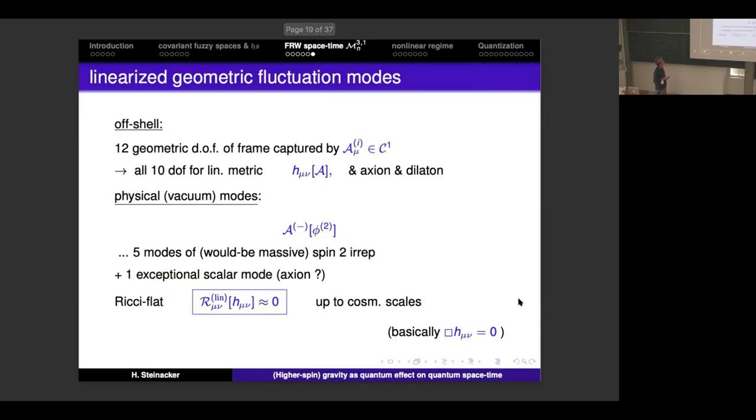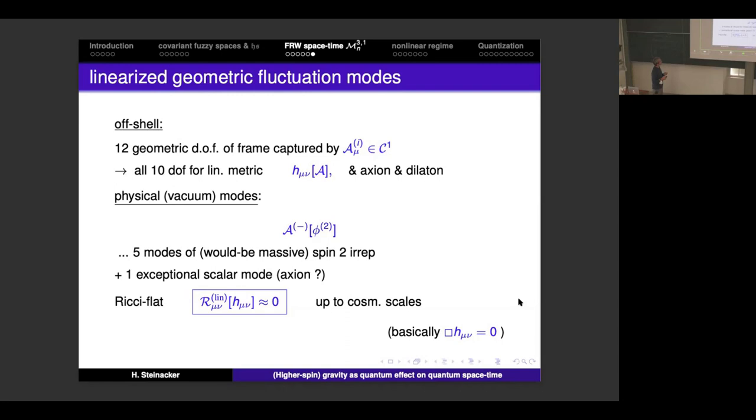Now, okay, one more thing I will tell you about. The metric part is most interesting. So these are the metric fluctuations. Let's look at the linearized metric fluctuations. It turns out you have, all off shell, all 10 degrees of freedom for the most general metric fluctuation. So that's good. And in fact, you have two more which seem to correspond to axion and dilaton. So that seemed to be the geometric degrees of freedom that you find here.